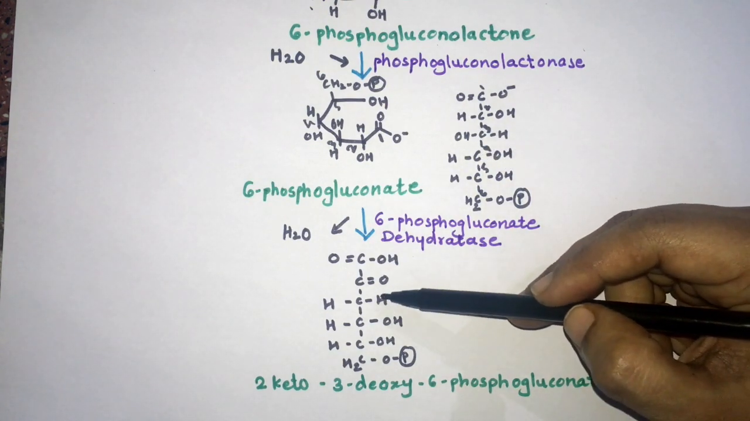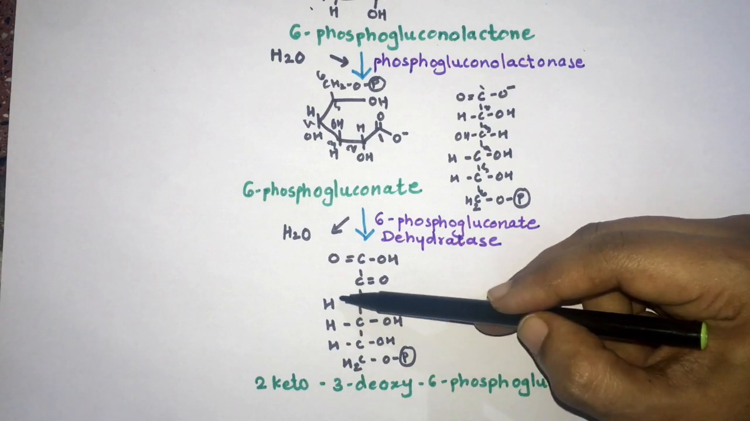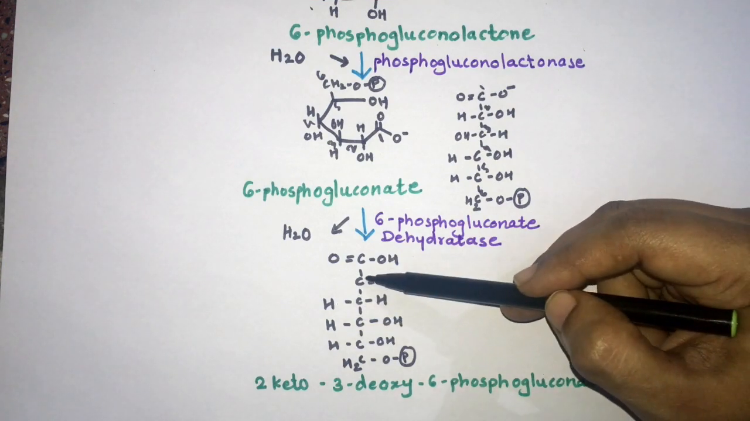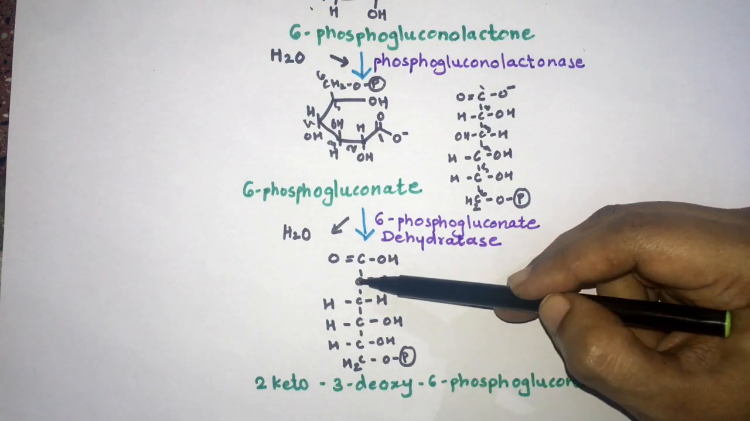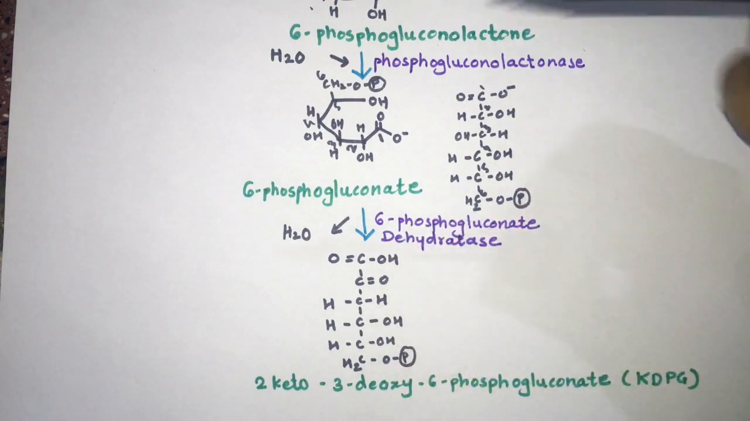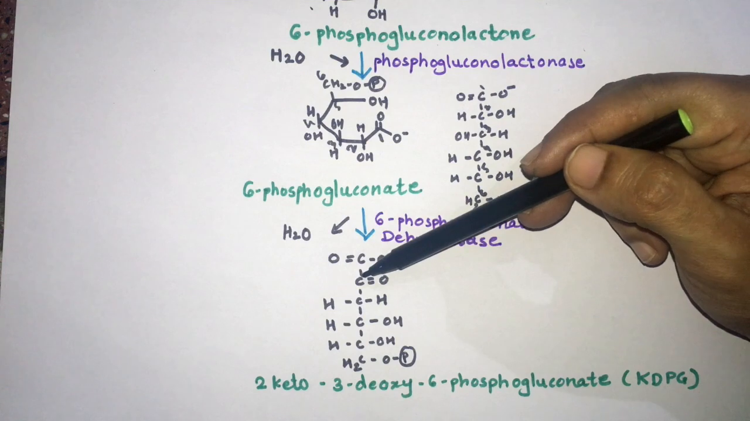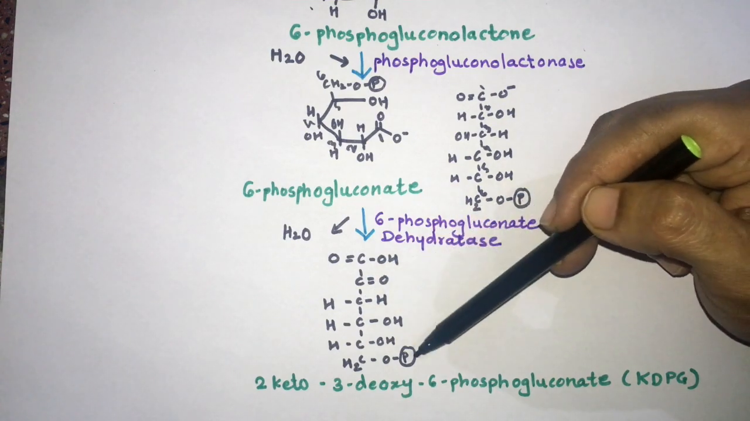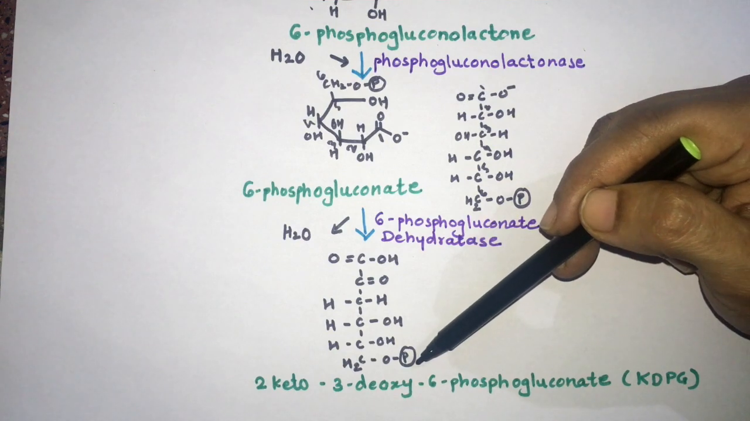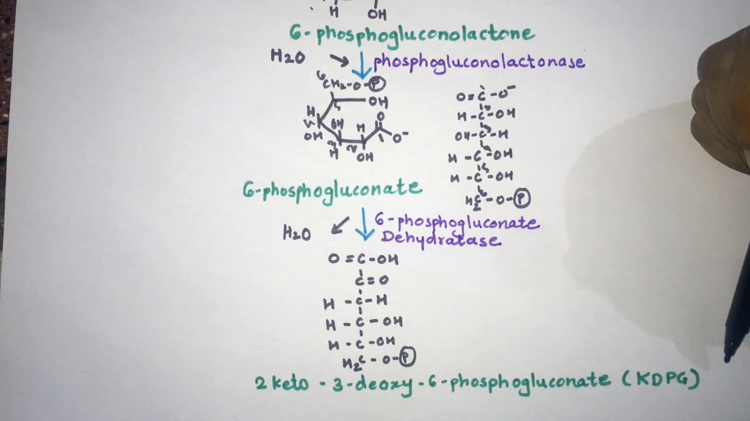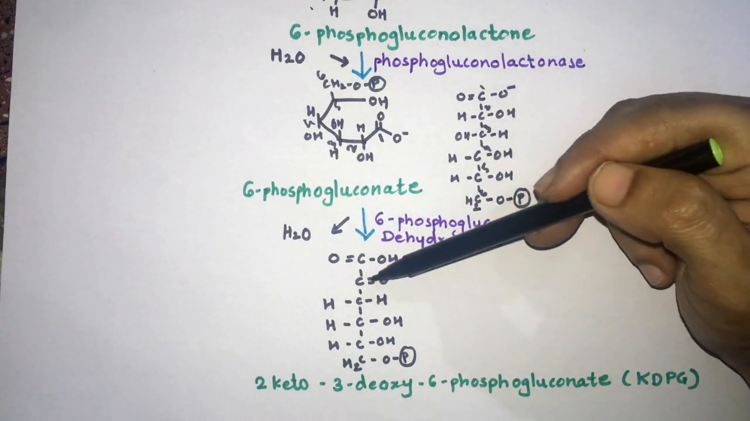So what remains is, O is going to come out from here, oxygen. So it is going to be 3-deoxy. And this becomes a keto group, C double bond O. So what will be the name of this molecule? It is going to be 2-keto, 3-deoxy, 6-phosphogluconate. That means KDPG.